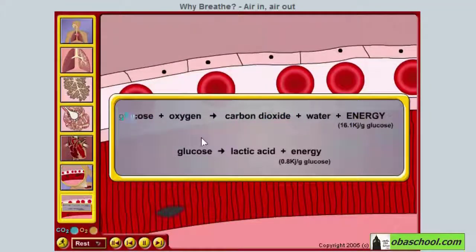Glucose, the sugar that is found in all cells, will react with oxygen and it will give carbon dioxide, water, and energy. That is how we get energy from our oxygen, actually. If there's not enough oxygen, glucose will break into something called lactic acid and it will also give energy. This will stimulate muscle spasms.